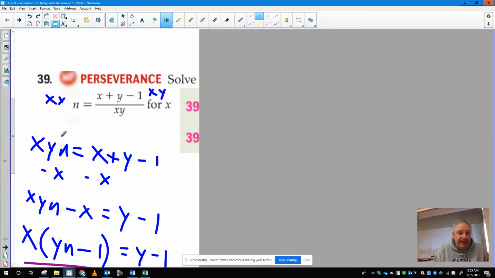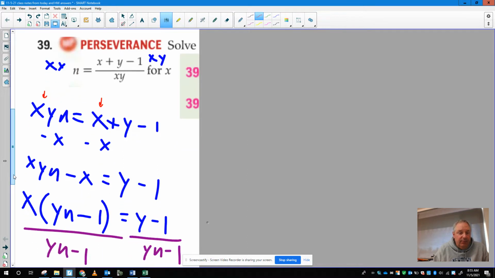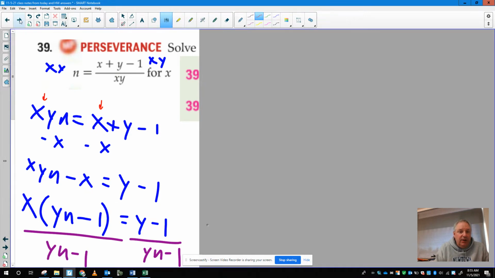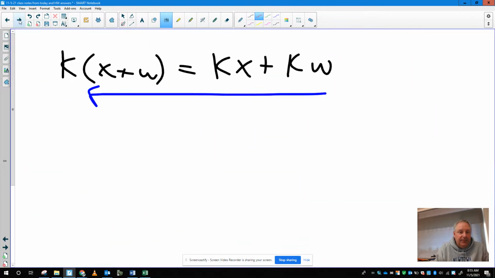So on the left, that gives me xyn. But now I have an x here and an x here. What we said is when you have x's in more than one term, you have to put them together. Since I can't combine them, I have to use the distributive property in reverse. Usually we distribute and we get to here on the right side, but now I'm going from the right side to the left side. So I just look for a letter that's the same and I put that on the outside.